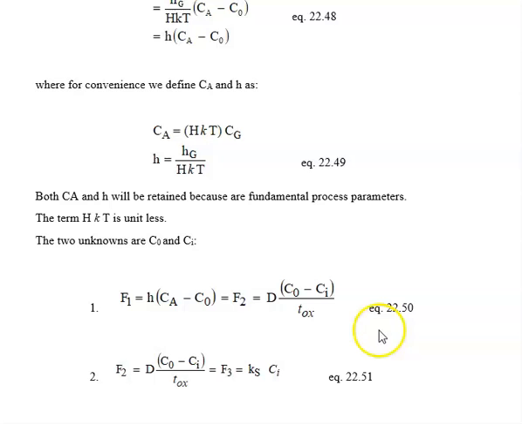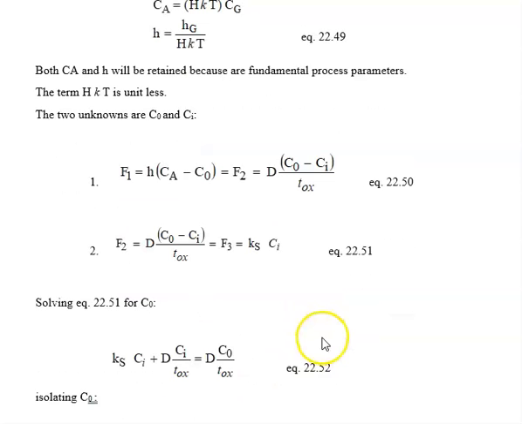And we're not done yet, because F2 has got to be equal to F3. And that gives us another relationship between the parameters and Ci. So now we have two more equations, and we can turn the crank, and we're going to solve for C0. C0 is something we'd like to eliminate. So we solve 251 for C0. Relatively straightforward.